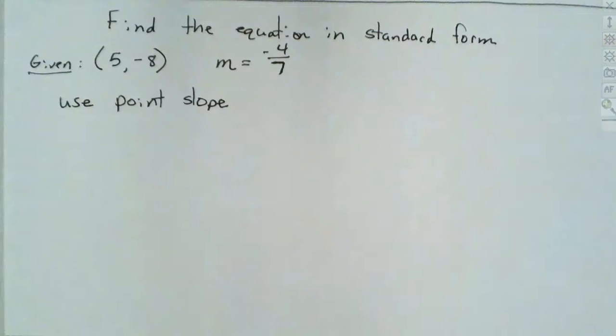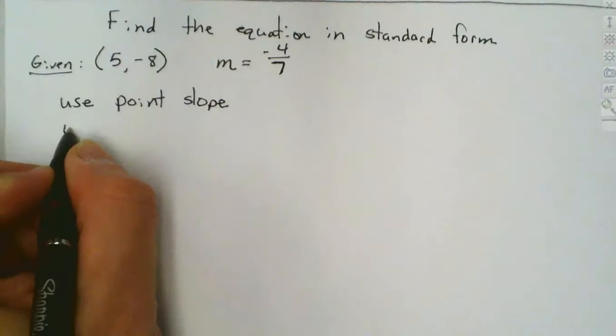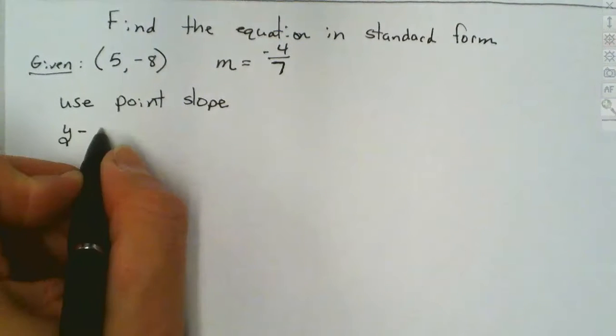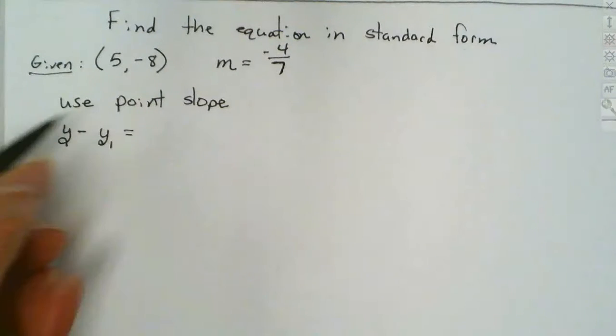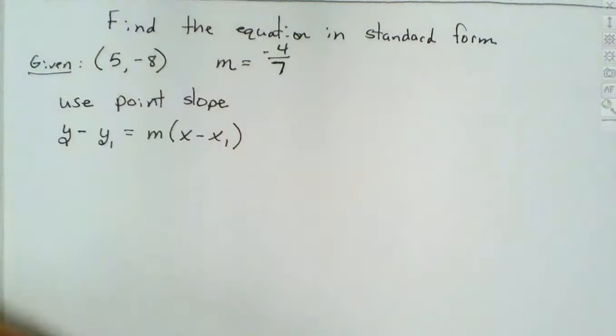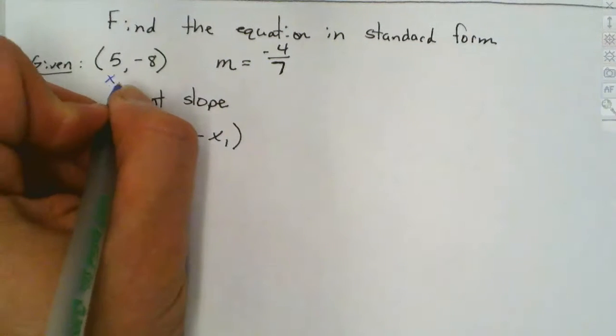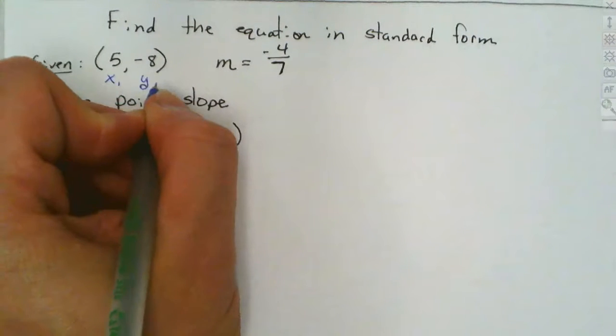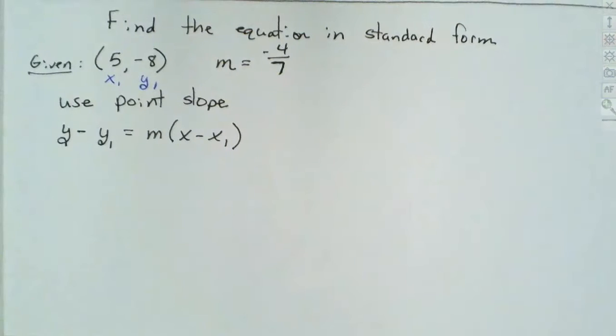We'll do 2 of these, and then we'll take a short break, and then come back and finish up this section. So we're going to be using the point-slope formula. And when we talk about the point-slope formula, it is y minus y1 equals m times x minus x1. And so we label our ordered pair x1 and y1.